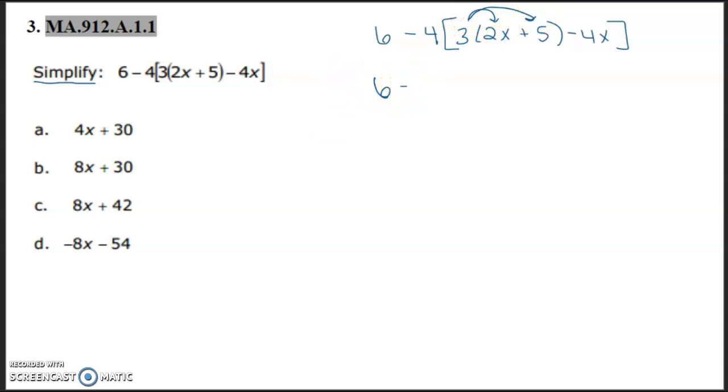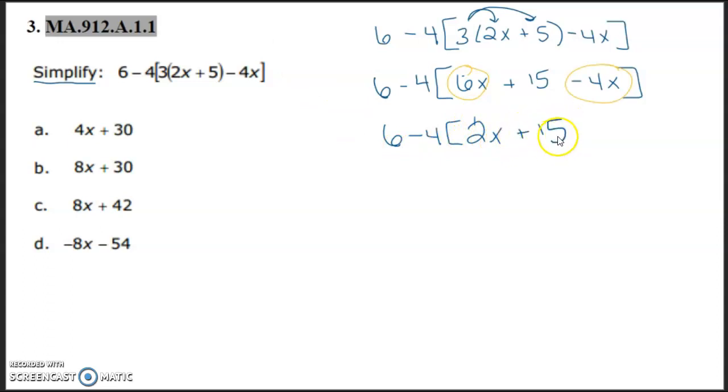So we have 6 minus 4. We're still leaving the brackets up because we're not there yet. 3 times 2x is 6x plus 15 minus 4x. Sorry, I probably did need that second parenthesis. Okay, so now let's break down what's in the brackets, which are the two x's. This 6x and the negative 4x are like terms, so combining them brings me to 2x plus 15. And then we'll close the bracket.